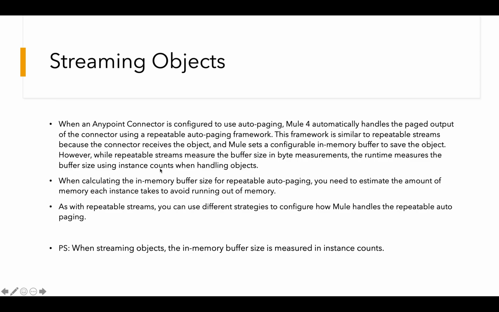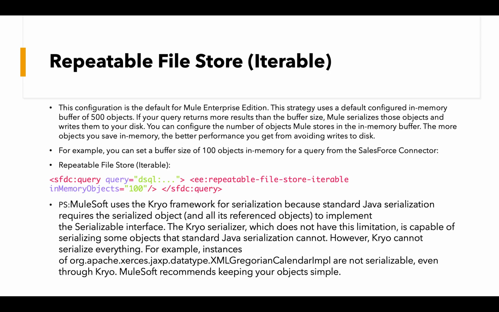So instance counts, this particular concept is very handy in the case of the database connector. It will count on the basis of instances, how many instances or records you want to capture in one shot. And when streaming objects, the in-memory buffer size is measured in instance count. So we will be covering this as well. Now it is talking about SFDC, like in-memory objects being 100, when we are querying in memory for a query from the Salesforce connector.